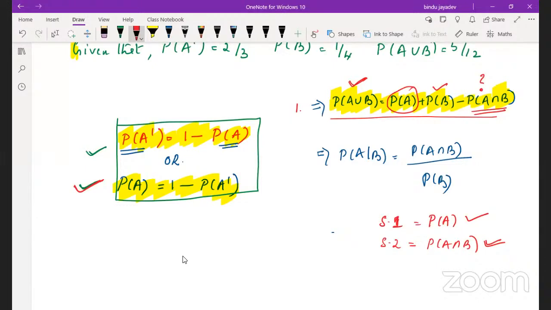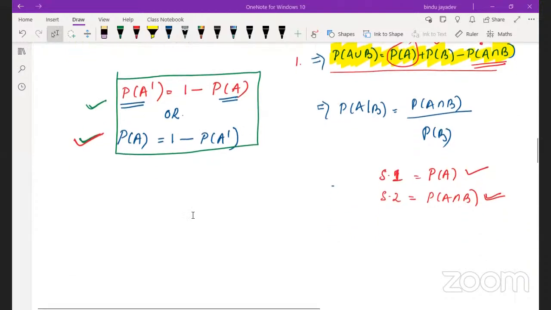Okay. Now write these two formulas together in your notebook. Same formula only. P of A dash equal to 1 minus P of A. If you interchange that, automatically P of A comes to this side: P of A equal to 1 minus P of A dash. Now, can we do step number 1? What is your step number 1?